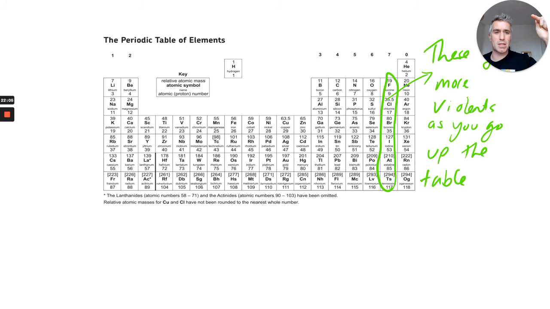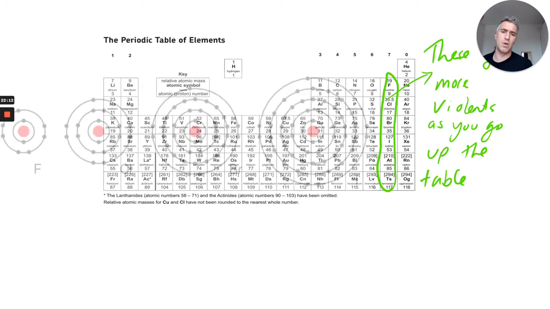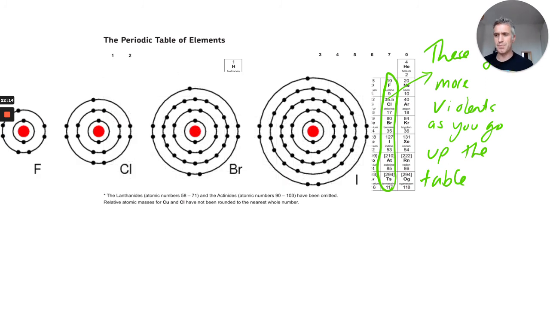Now these are opposite to the alkali metals. The most reactive one is at the top, and as you go down, they get less and less reactive. They are more reactive at the top.